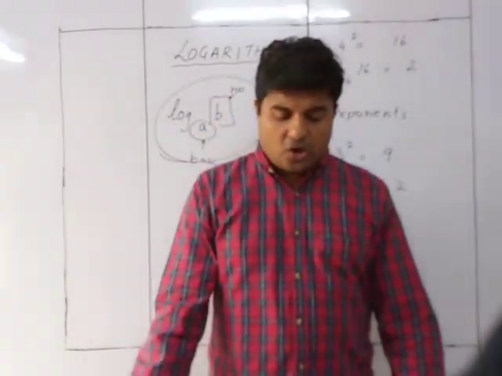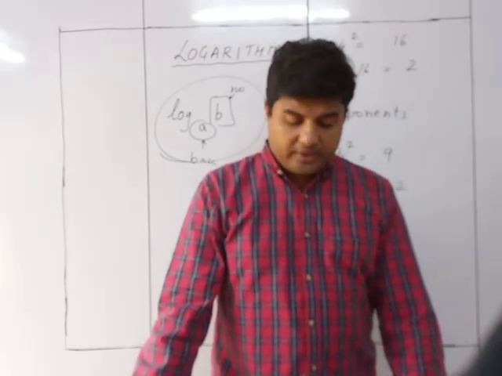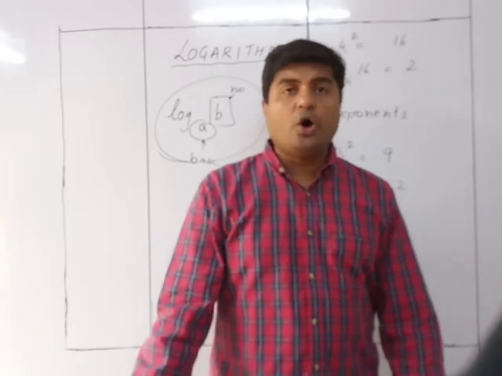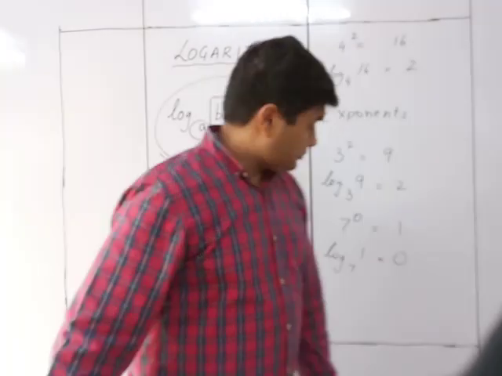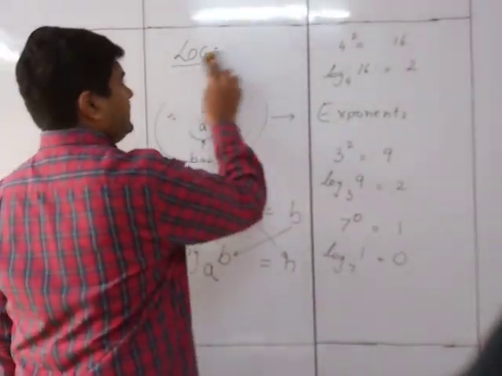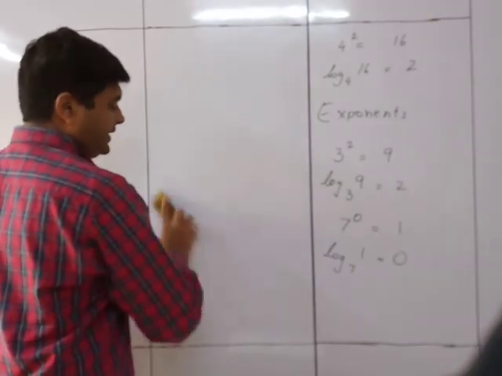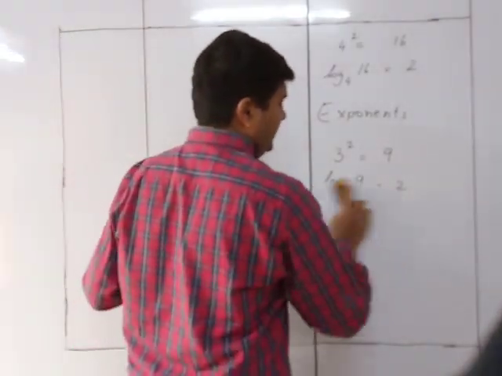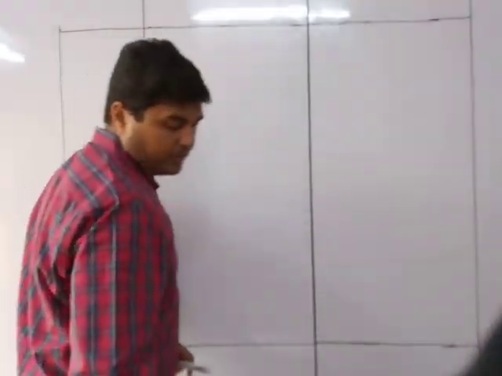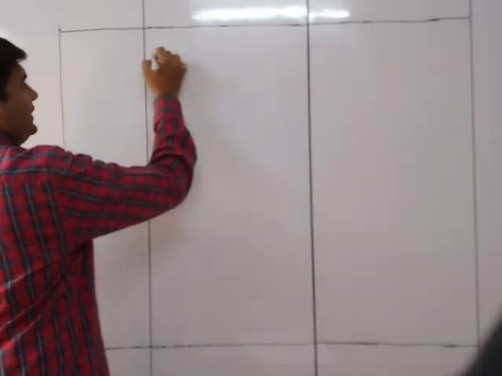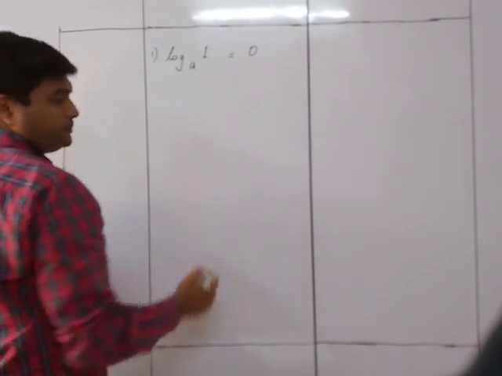So exponents and logs are connected in this particular way, and we have certain rules. There are many rules. The ones which will be used in the first exercise will be only one or two of them. So the rules to remember are: first, log of 1 to the base a is 0.